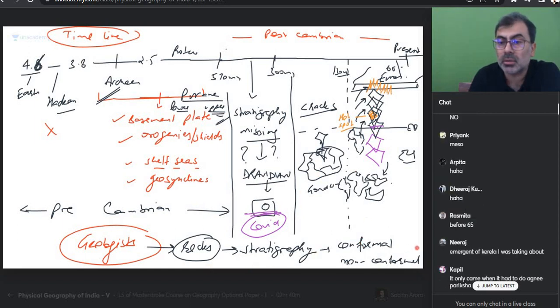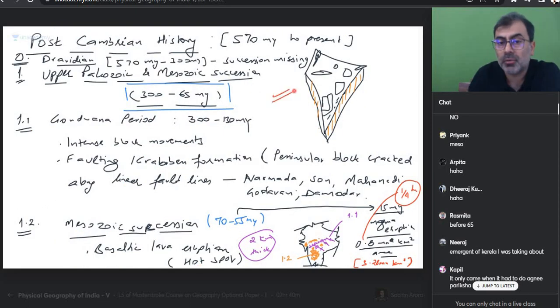Emergent of Kerala is what we are talking about. Sir, it only came when it had to do Agni Pariksha while moving. Yes Kapil, good point. Everyone okay? Here the faulting happened in 1902, which was the cracking of the plate, at the center. Those cracks were on the center.